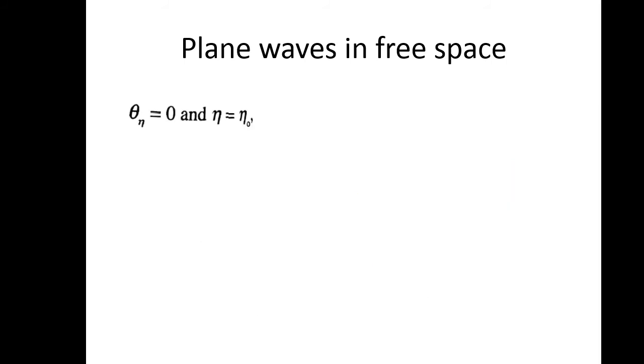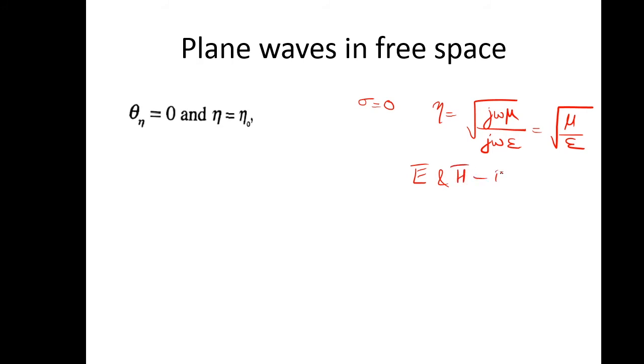Then coming to intrinsic impedance, we know that when sigma is equal to 0, eta will be square root of j omega mu divided by sigma plus j omega epsilon, with sigma 0, and you get the value as square root of mu by epsilon. E and H are in phase. So this much we learned earlier itself. This is applicable here also, and here in free space you can write it as eta naught, representing that it is the intrinsic impedance in free space, which is equal to square root of mu naught by epsilon naught, because relative permittivity is 1 in free space.